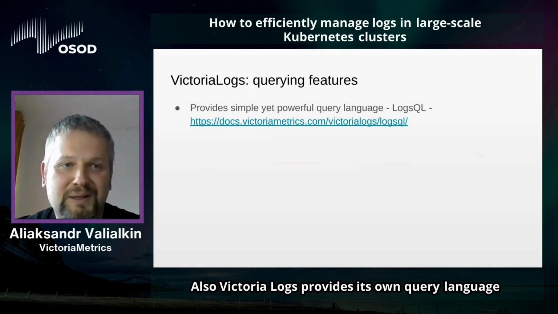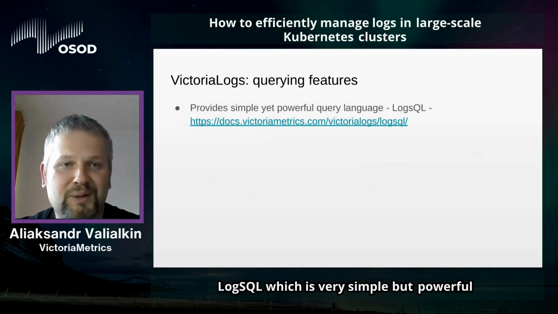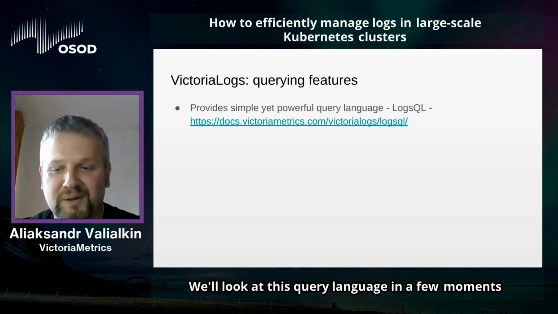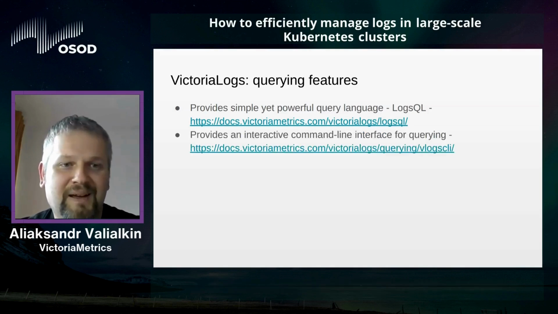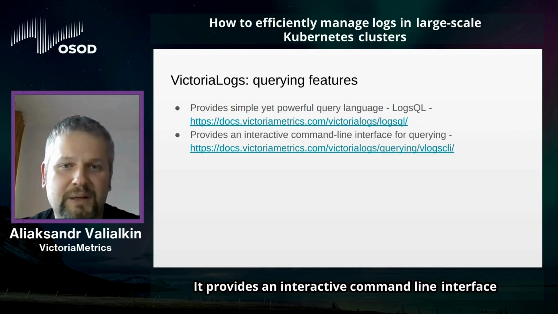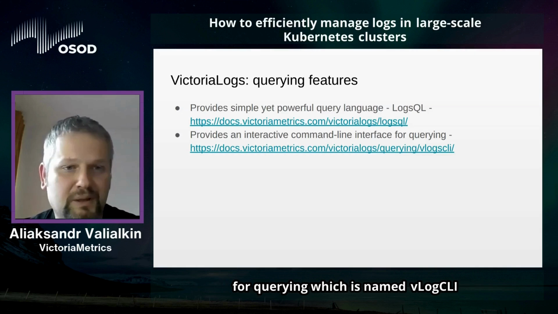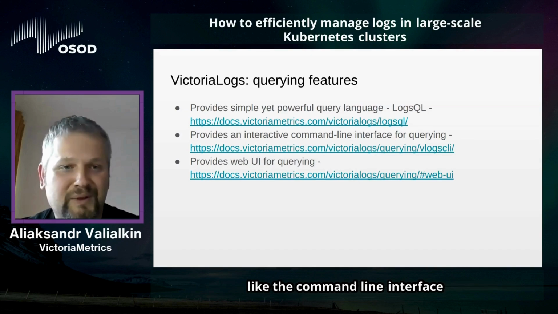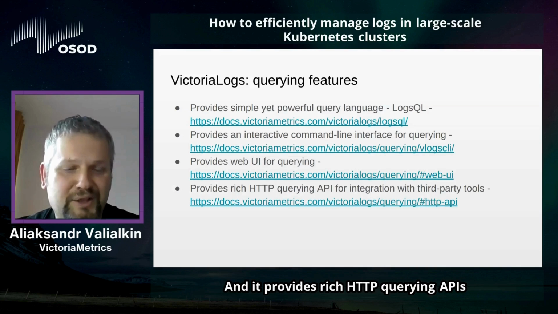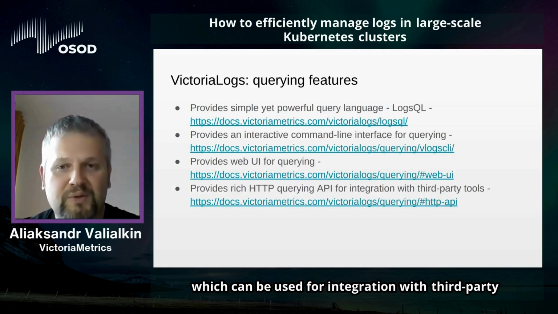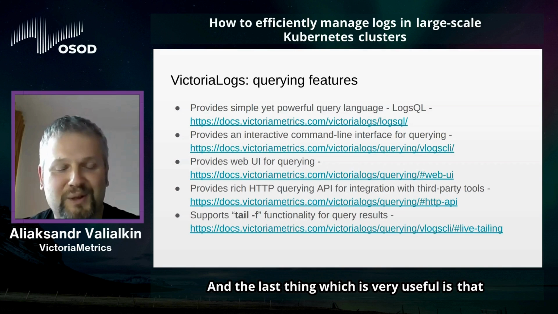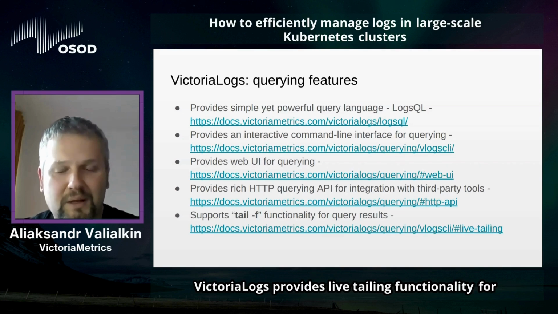Also, VictoriaLogs provides its own query language, LogsQL, which is very simple but powerful. We'll look at this query language in a few moments. It provides an interactive command line interface for querying, which is named VLogsCLI. It also provides a web UI for querying if you don't like the command line interface. And it provides rich HTTP querying APIs, which can be used for integration with third-party tools. And the last thing, which is very useful, is that VictoriaLogs provides live tailing functionality for query results.